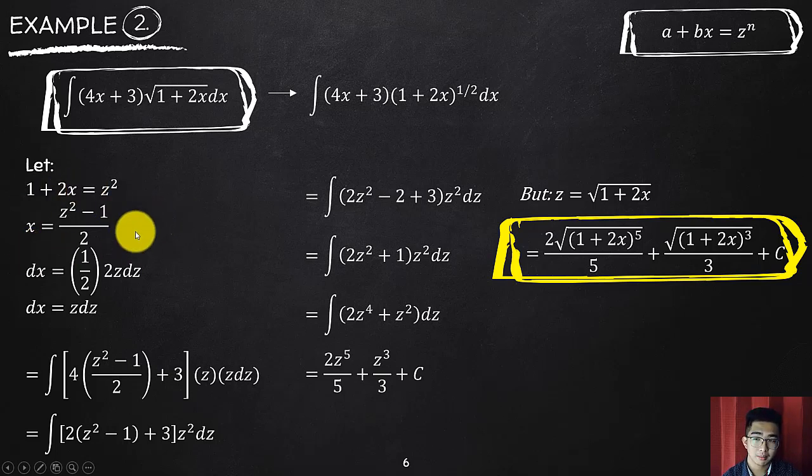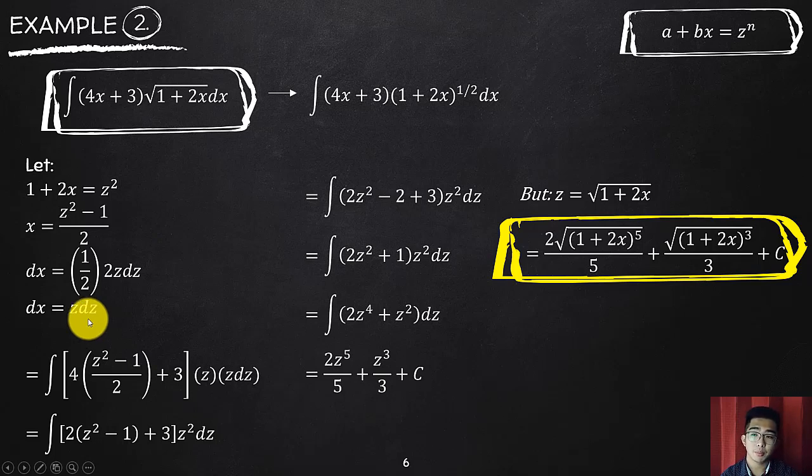That is x. But remember, in algebraic substitution, we substitute not only the variable, but also its differential. So to solve for the differential of x, we simply differentiate this equation. So x becomes dx. And this becomes what? 1/2 is a factor, so 1/2. The differential of z squared minus 1: 1 is a constant, so 0. z squared, that is 2z dz, right? So 1/2 times 2z dz simply becomes z dz.